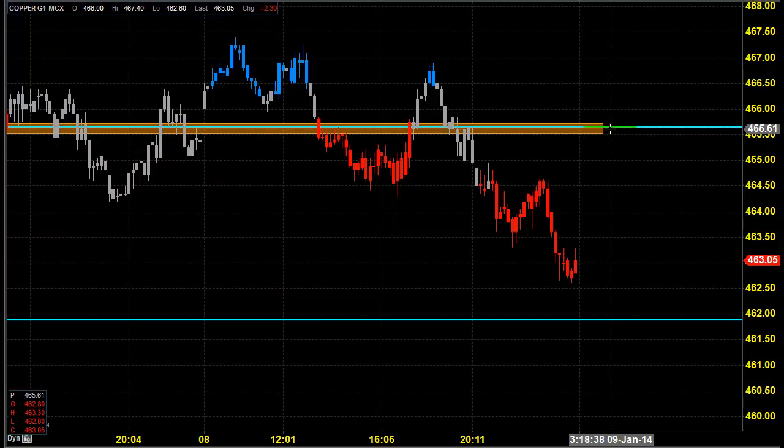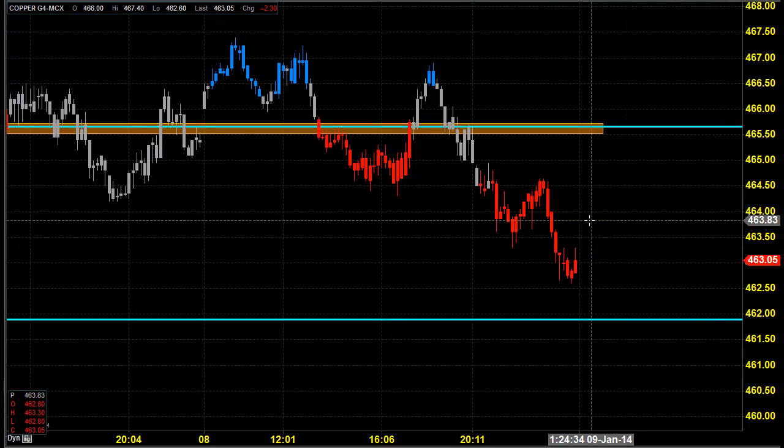This is a crucial zone. If you can put a lot of effort into this zone, surely this area is going to be the most profitable area in trading copper.